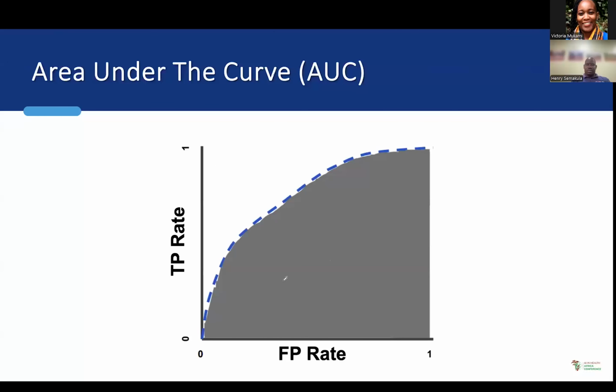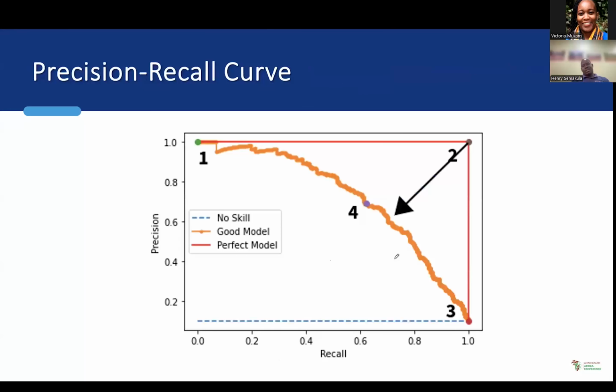Or this is another example. The much focus should be put on the area under the curve. We have another curve that you can also focus on, what we call the precision recall curve. And all these curves, you must plot whenever you have an imbalanced class.